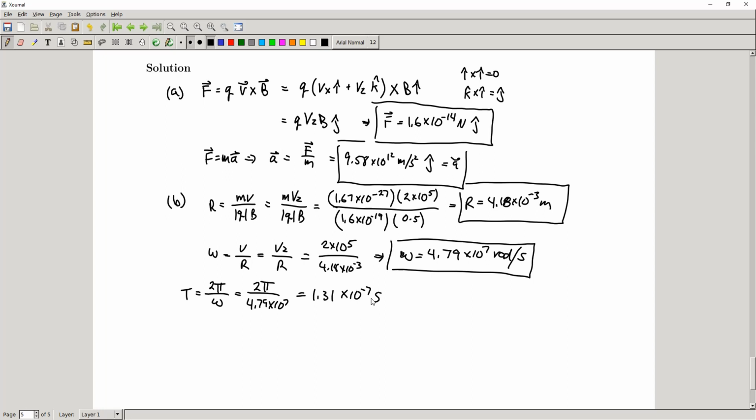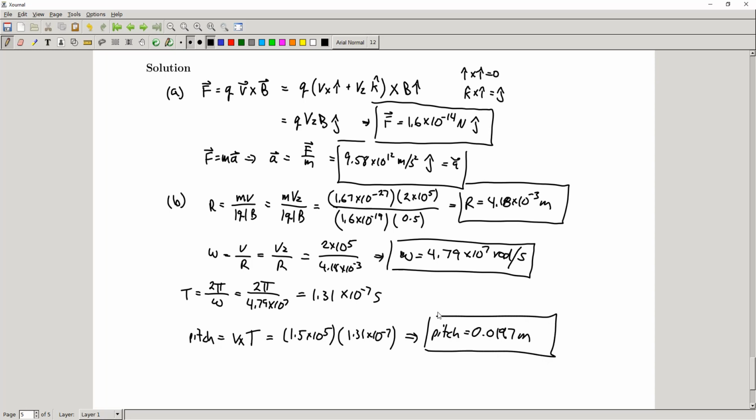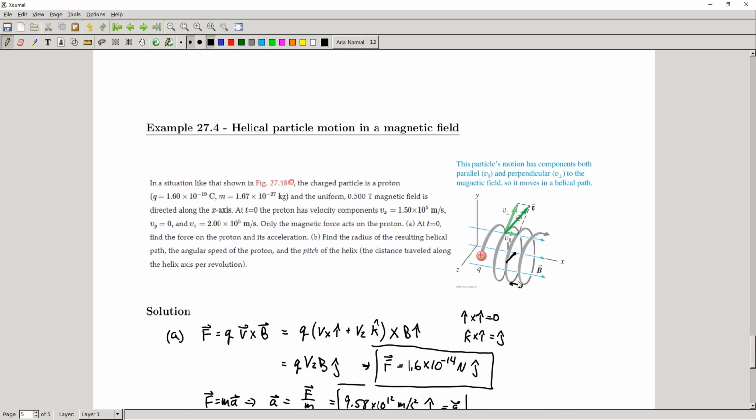And how far up the x-axis is it going to travel in that time? Well, the pitch is going to be equal to our Vx, right? That's the velocity in the x direction, times the amount of time it takes to do one loop. And so we just put in those values. Our Vx is given to us. And we just put in our period here, right? Okay, and if you do that calculation, you're going to find the pitch is equal to 0.0197 meters. Okay, so that is the distance between each one of these loops.